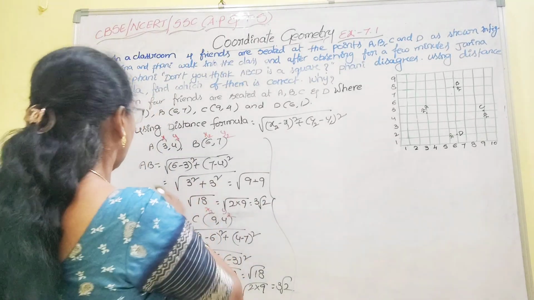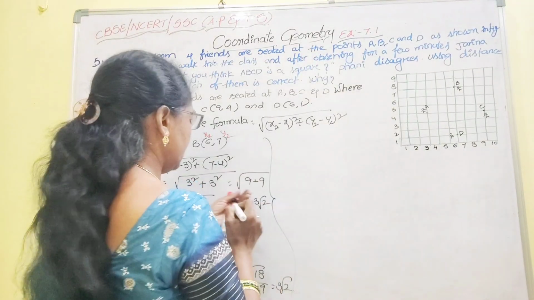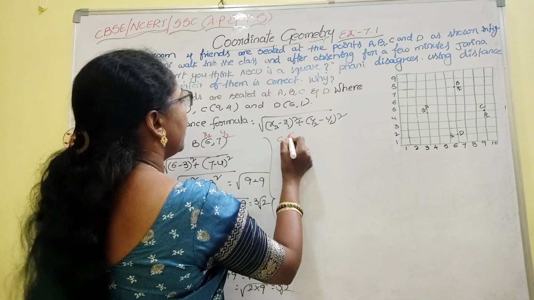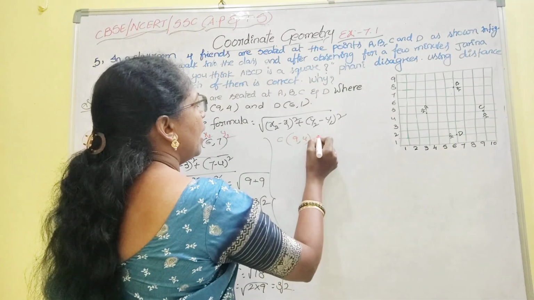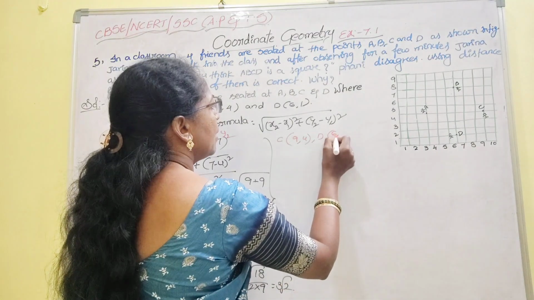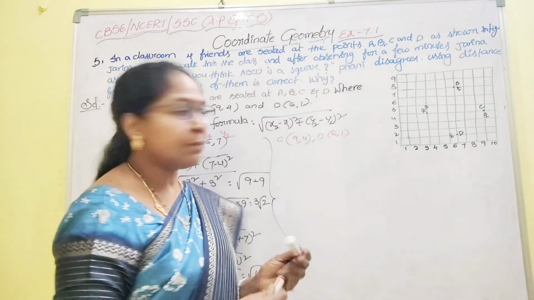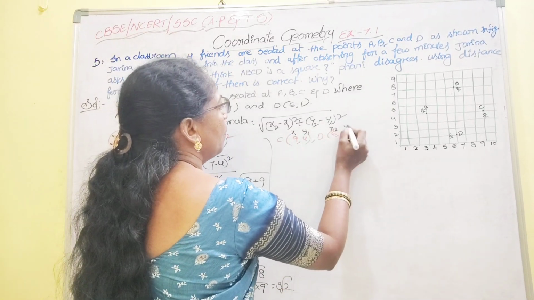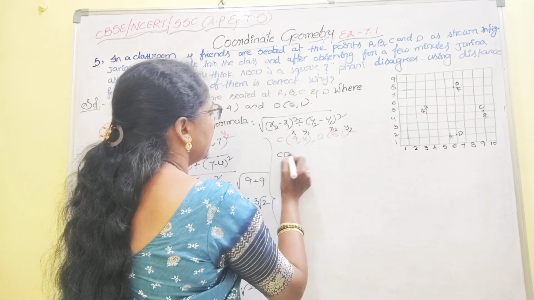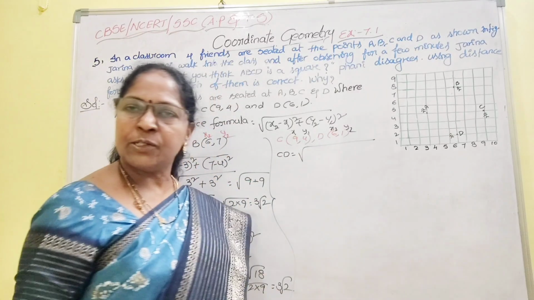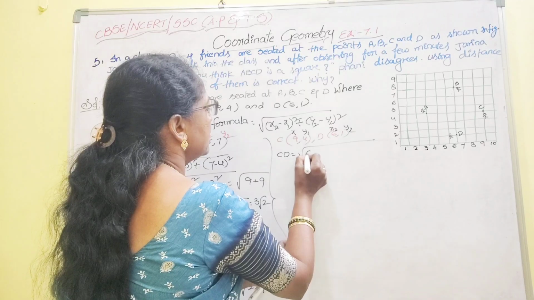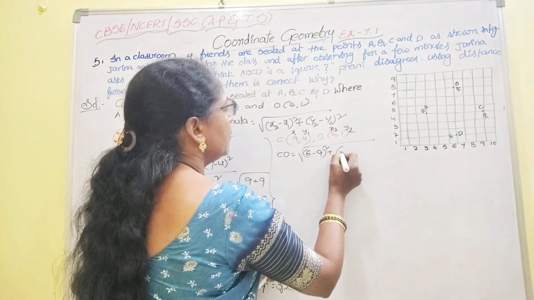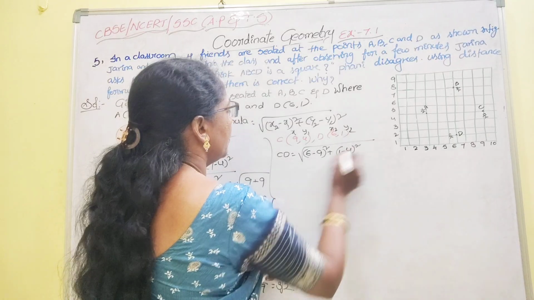Next value here AB, BC. Next CD. C value is 9 comma 4 and D value is 6 comma 1. Again assume x1, y1, x2, y2, where CD equals the square root of (x2 minus x1) whole square, where x2 equals 6, minus x1 equals 9, whole square, plus (y2 is 1 minus 4) whole square.